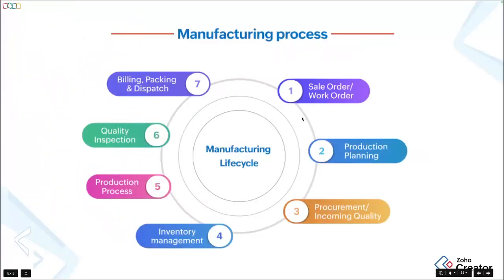So we look at what are the core processes that are available within the manufacturing business process. This could be categorized as core functions like your sale order or work order management, your production planning system, your procurement or incoming quality, your inventory, your production execution or production process, your quality management, and your billing, packing, and dispatch. These could be broader functions that are available.